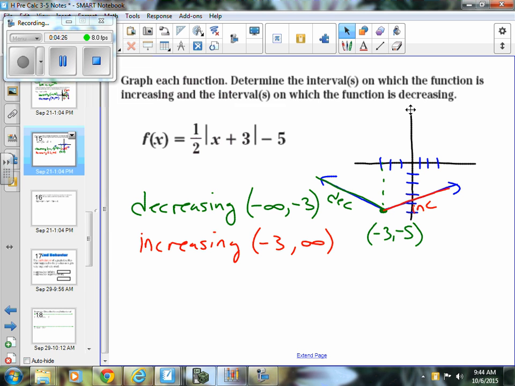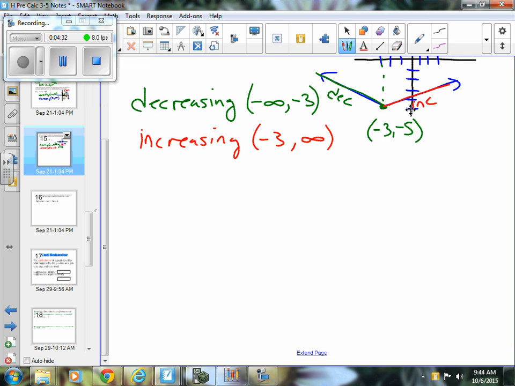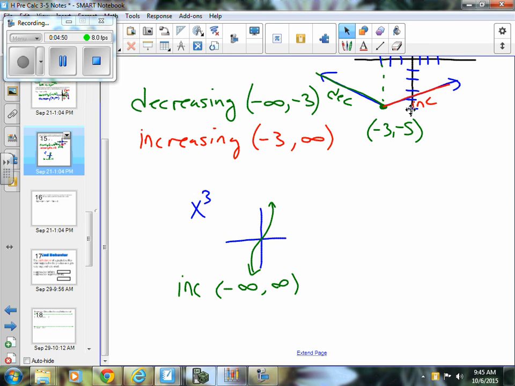So do you think graphs always have to change direction? Just as an aside, if you have a graph like x cubed, that graph is always increasing as you go left to right. So this is increasing for all values of x, from negative infinity to infinity, that graph continues to get bigger and bigger. So graphs don't have to change direction, but often they do.